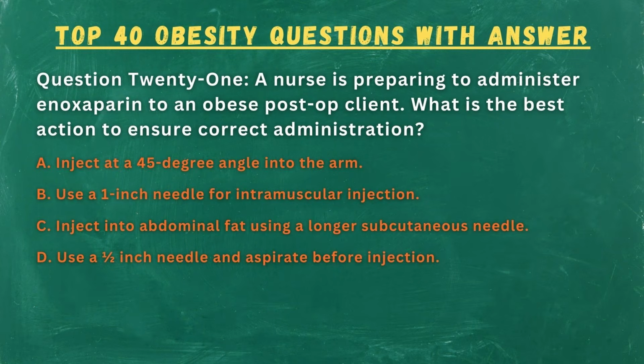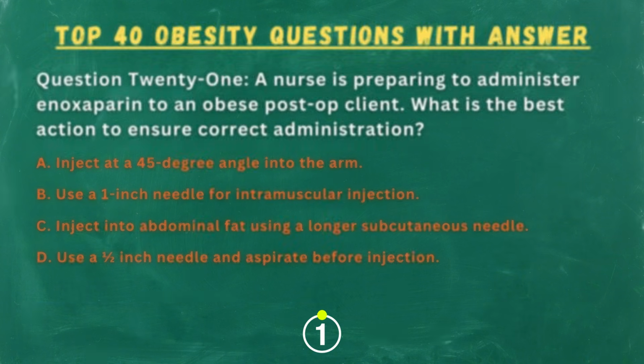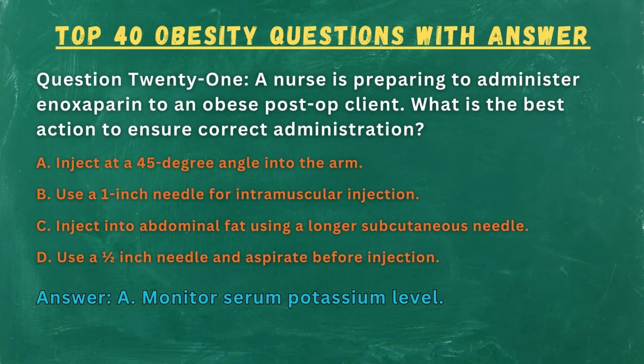Question 21. A nurse is preparing to administer enoxaparin to an obese post-op client. What is the best action to ensure correct administration? A. Inject at a 45-degree angle into the arm. B. Use a 1-inch needle for intramuscular injection. C. Inject into abdominal fat using a longer subcutaneous needle. D. Use a 1/2-inch needle and aspirate before injection. Answer: C. Inject into abdominal fat using a longer subcutaneous needle.